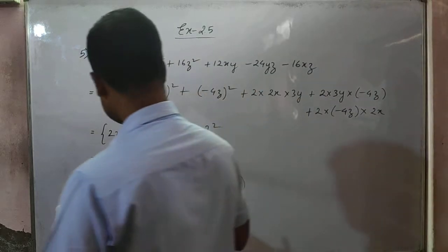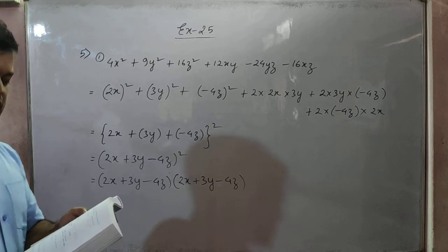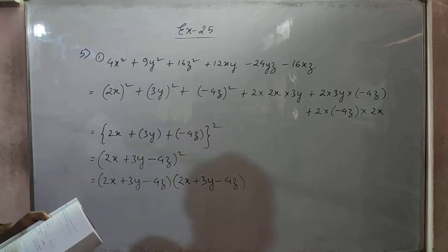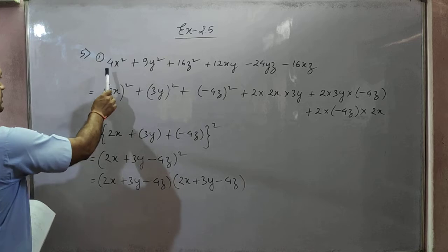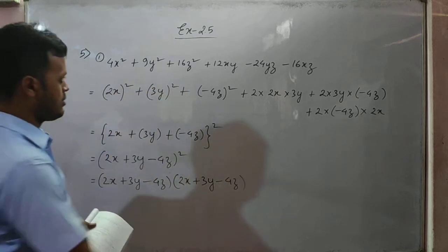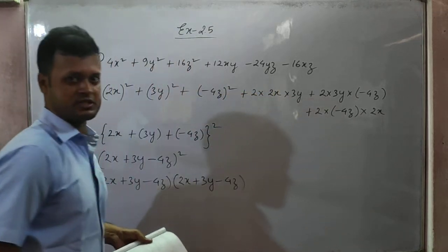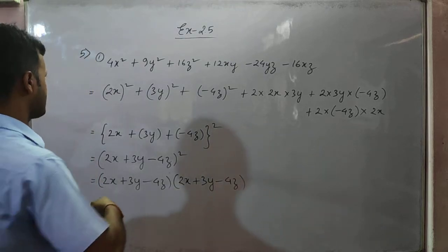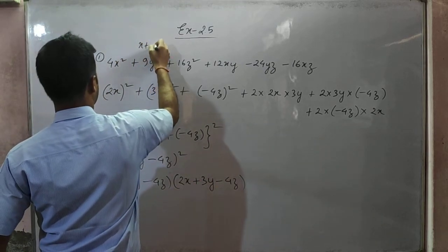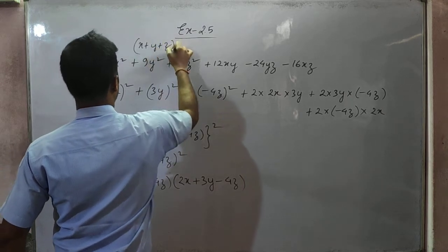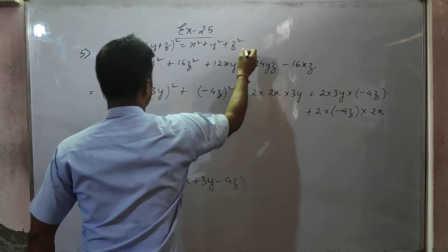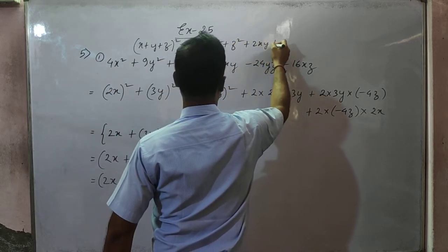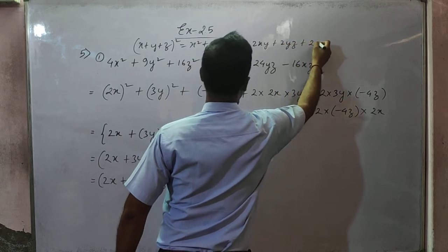So, students, number 5, we are asked to factorize. The question is 4x square plus 9y square plus 16z square plus 12xy minus 24yz minus 16xz. So, when I saw 3 square terms are there, see 1, 2, 3, 3 square terms are there, along with that xy, yz, and zx also is visible, isn't it? Then only I thought that I will use this formula, x plus y plus z whole square will be x square plus y square plus z square plus 2xy plus 2yz plus 2zx.